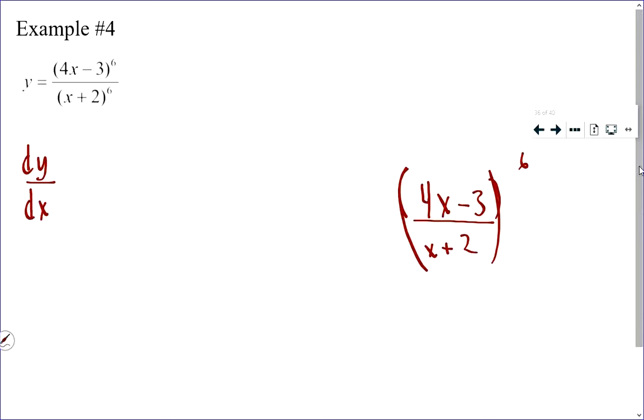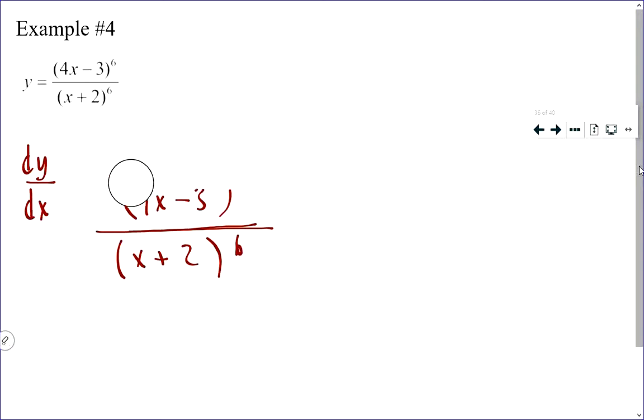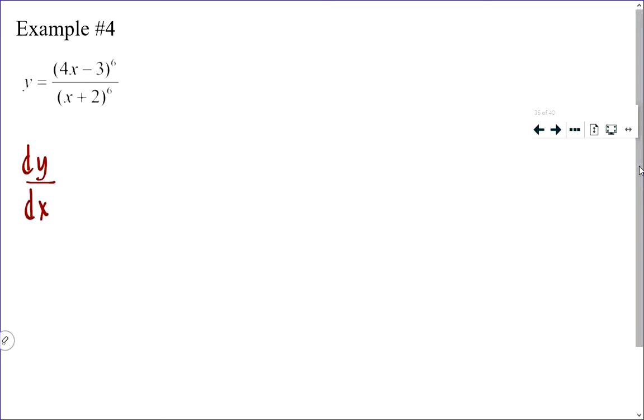So there are 2 ways we could do this. I could look at it this way, and say, I'm going to use the quotient rule. Or I could look at it this way and say, I'm going to use the power rule. And I would like to do both with you. We're not in a race here to finish anything today. I'll tell you from experience that I believe it will be simpler and quicker to look at it this way.